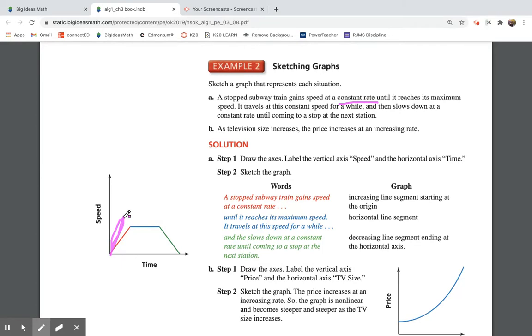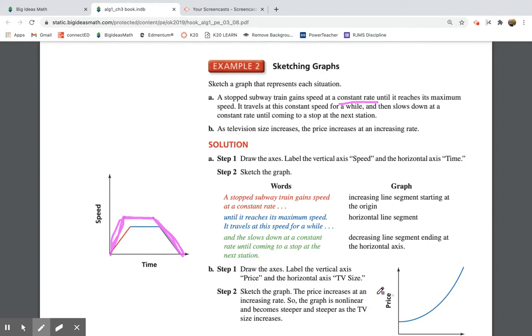So that means it topped out and it travels at this rate, constant rate. So it maxed out, so it can't go any faster. So its speed is not changing, but time is. It's going at a constant rate for a while. Then it slows down, but at a constant rate. So it's going back down, but at a constant rate, so it's a straight line, until coming to a stop at the next station. Okay, so you would just draw your graph to represent that. Problem B says as television size increases, the price increases at an increasing rate.